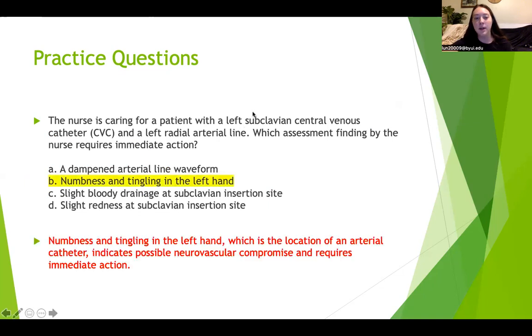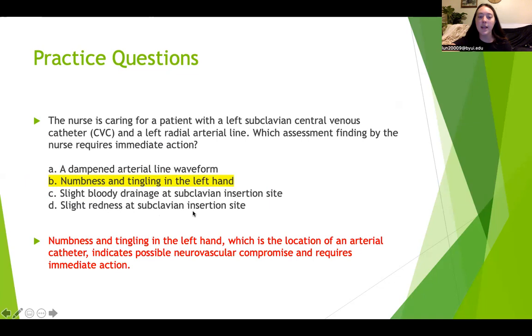All right, so they're caring for someone with a left subclavian central venous catheter and a left radial arterial line. Which assessment finding requires immediate action? Okay, so this is going to have to do with our 6 Ps probably before even looking at the answers. The answer is B, numbness and tingling in the left hand. So that's a sign that there is not good perfusion to the left hand and that left radial arterial line probably needs to be taken out.